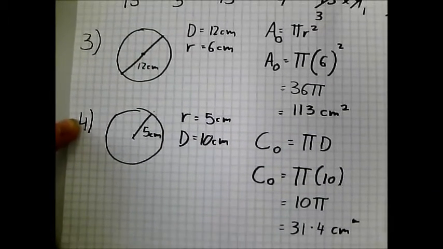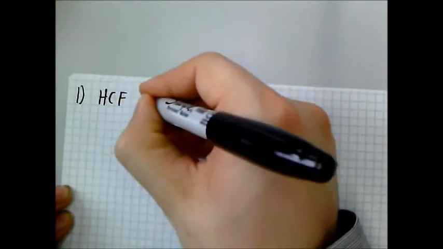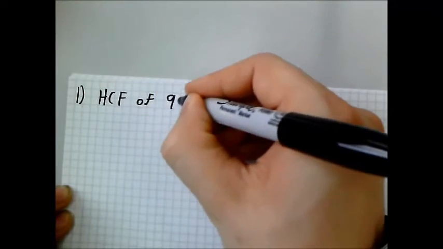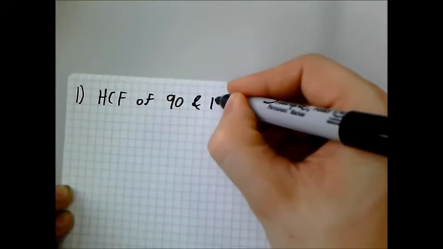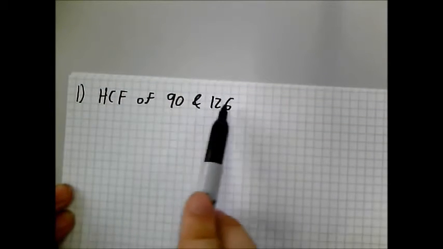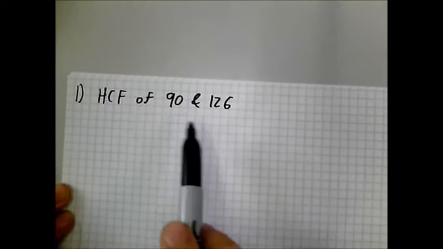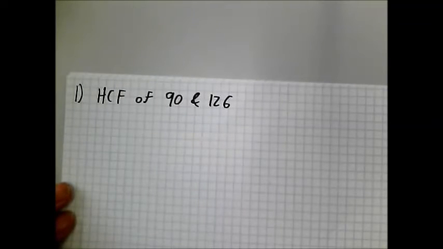Now for the extension questions. The extension question for part 1 asked for the highest common factor of 90 and 126. Common factors are numbers that go into both numbers. We want the number that goes into both of these, and it's the highest. You can use trial and error, but we're going to use a much more efficient method.